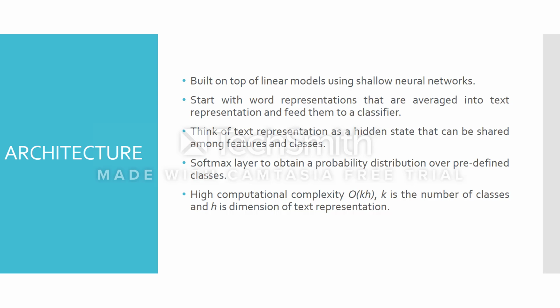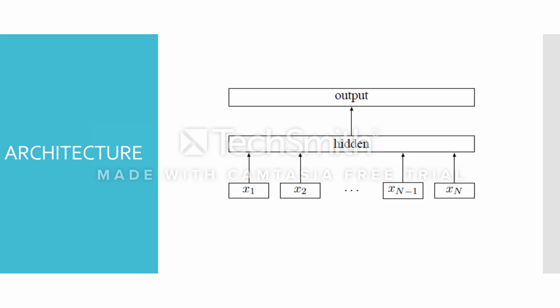And a softmax layer is used as a mathematical function to obtain a distribution over the classes which are already there, and the complexity is O(KH), where K is the number of classes and H is the dimension of the text. Like I said here, x1, x2 to xn are the word representations which are averaged in a hidden layer to get a sentence representation to give an output.